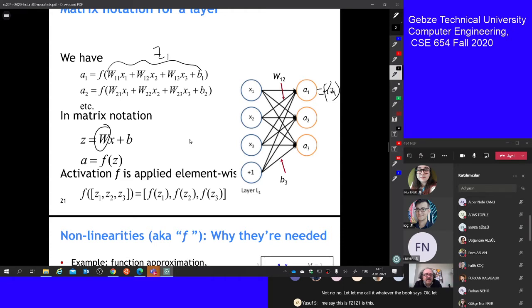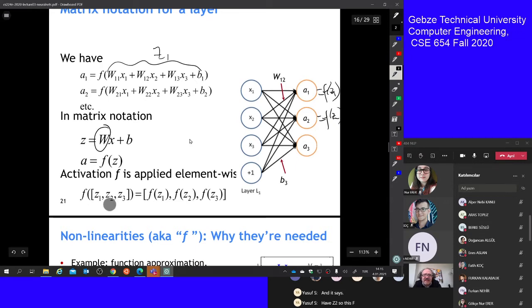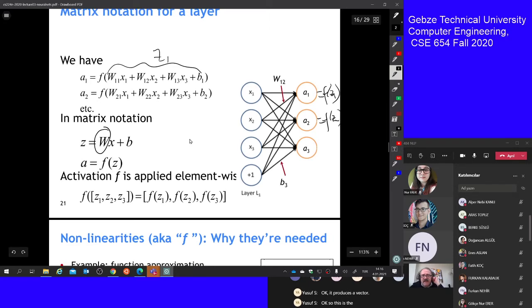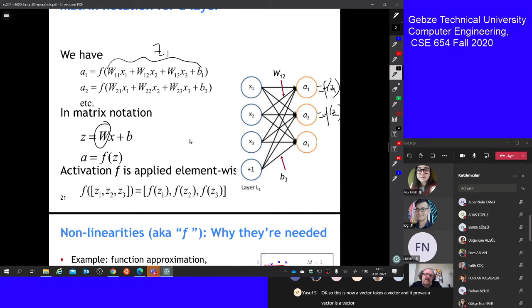And this is FZ2. So this F works like it has a number of inputs and it runs this sigmoid function on those inputs and it produces a vector. So this Z is now a vector. It takes a vector and it produces a vector. A is a vector. What is the size of this vector Z?